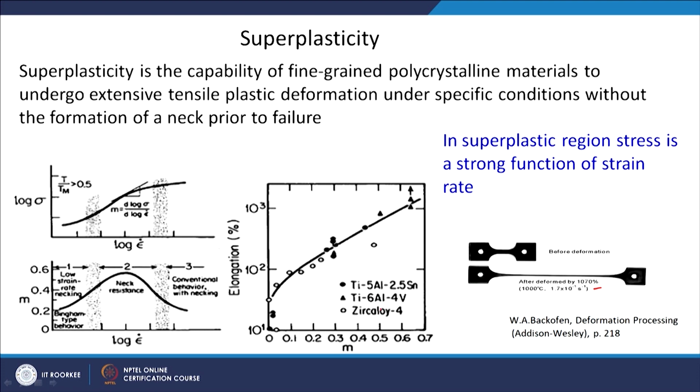For example, here titanium and zirconium are plotted, and when m is lower than 0.4, or around 0.3, you cannot even reach around 100% or so. And as you go towards m of 0.1, the elongation is around 50%. So the elongation is a strong function of strain rate sensitivity.